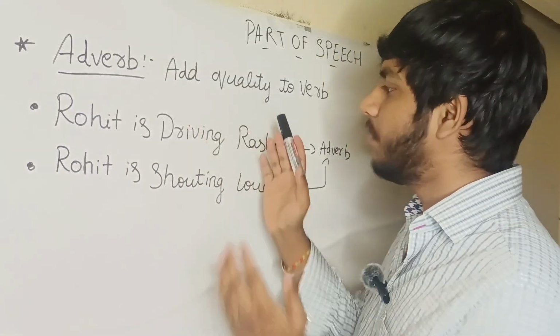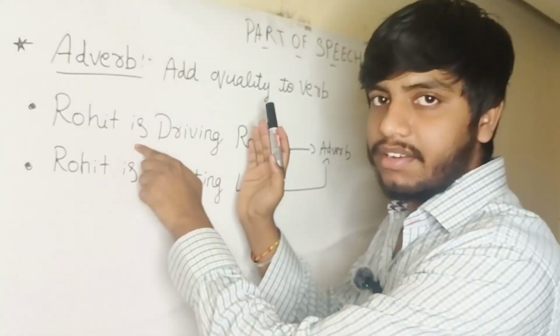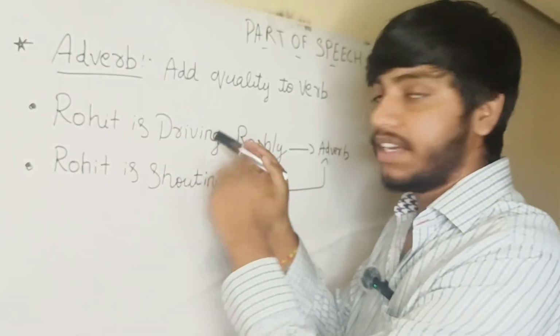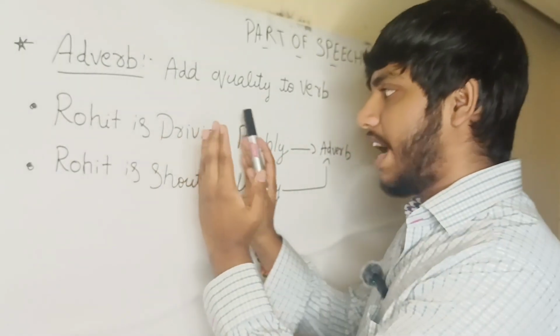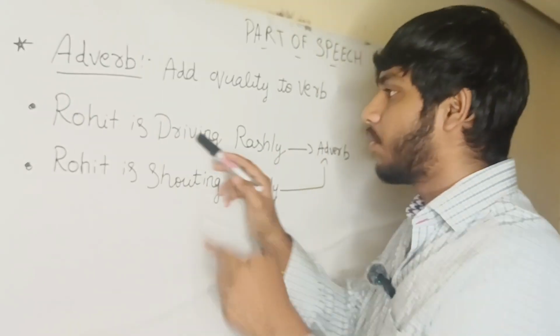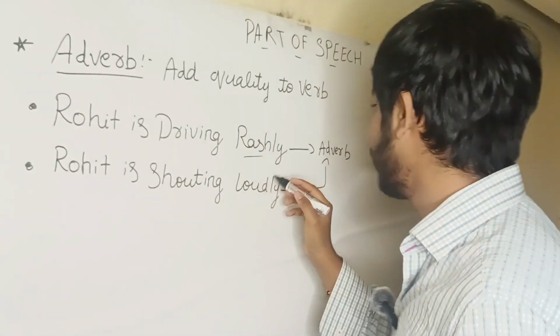From the last lesson, in verb we are learning from this. Rohit is driving. Rohit is a noun. Is a verb. Driving is an action verb. Okay, Rohit is driving is an action verb. So here is an action word, but adding quality to the verb, which is adverb. Rohit is driving rashly, which is an adverb.